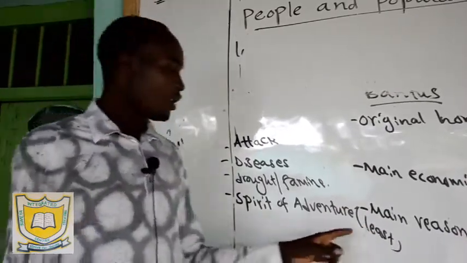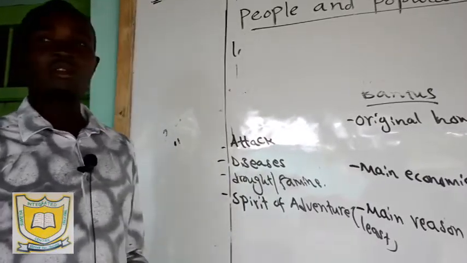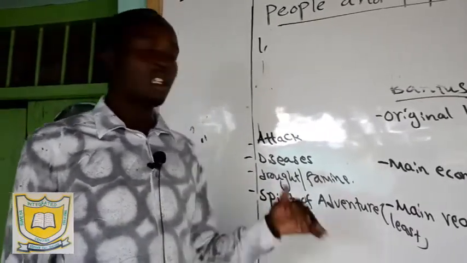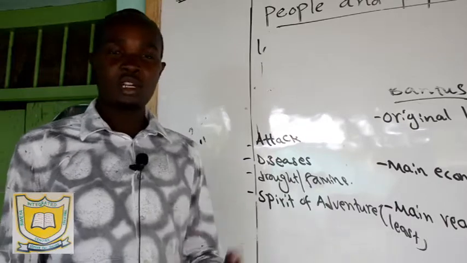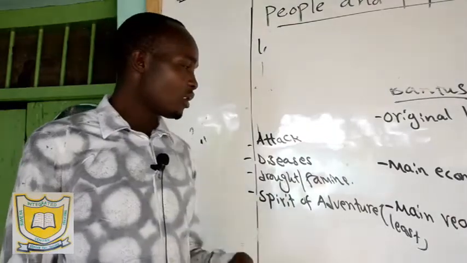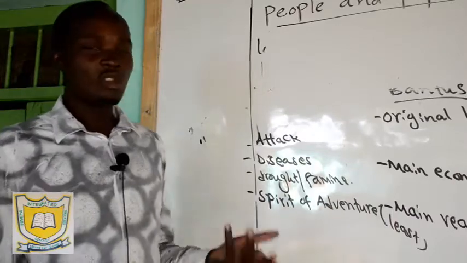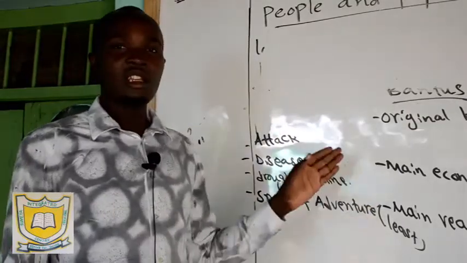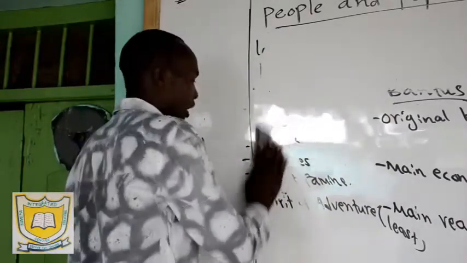When we talk about the least, we are looking at the smallest reason for migration. Spirit of adventure means these people wanted to go and explore the new world. They wanted to go somewhere and see what those places are like. Like you can have a desire to go to Mombasa because you have never been there. You may have a desire to go to other parts of the country because you want to see how those areas are like. So this is what you call the spirit of adventure among some communities. This is the least reason for migration. So that is Bantu, but we are still continuing.